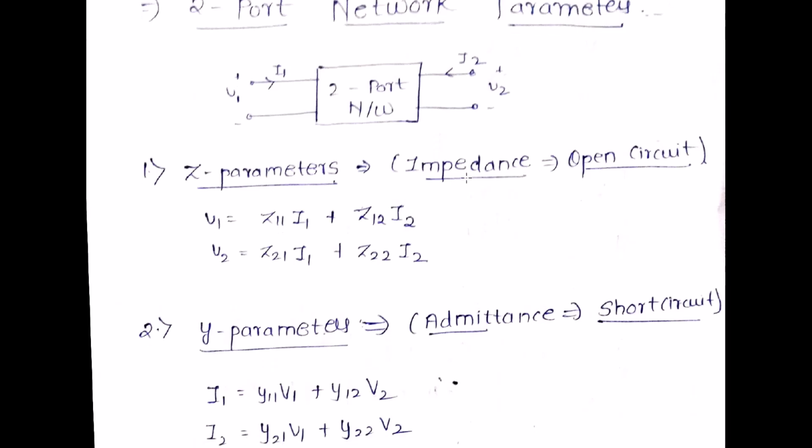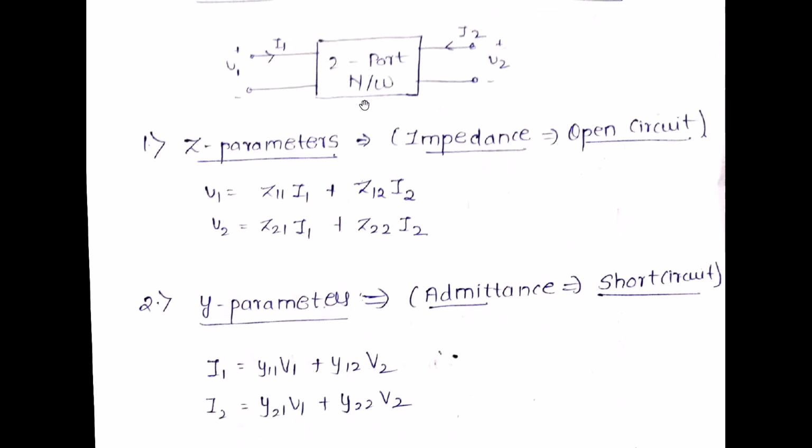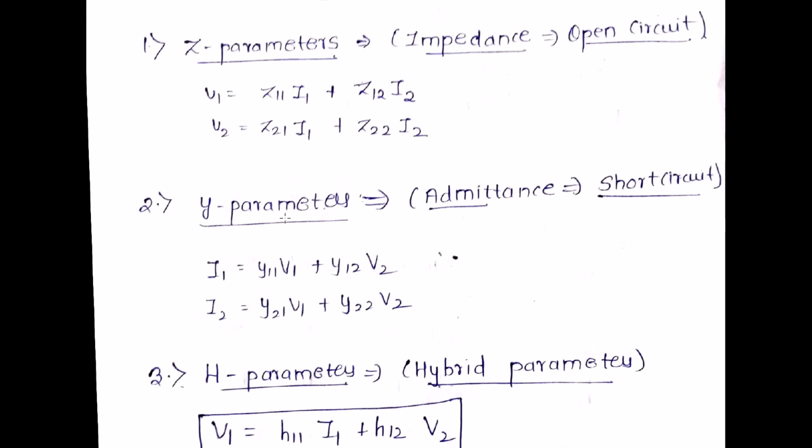Before going into the numericals, let's try to understand this two-port network. As I explained in the last class also, this is a two-port network which has V1 and I1, where I1 is the incoming current. It has V2, and I2 is the incoming current. The different parameters are, first, the Z parameter. The Z parameter is known as the impedance parameter, also called open circuit. V1 is equal to Z11 into I1 plus Z12 into I2. V2 is equal to Z21 into I1 plus Z22 into I2. So Z11, Z12, Z21, Z22 are all the Z parameters.